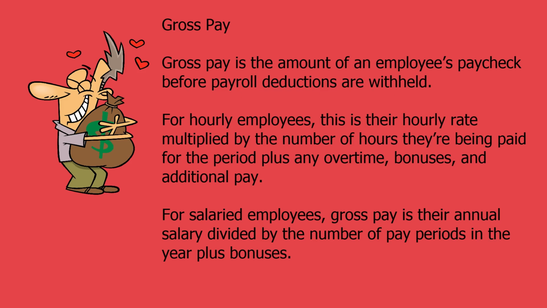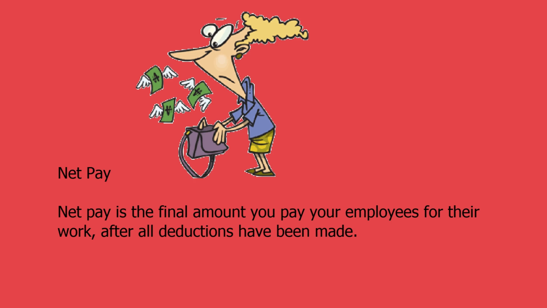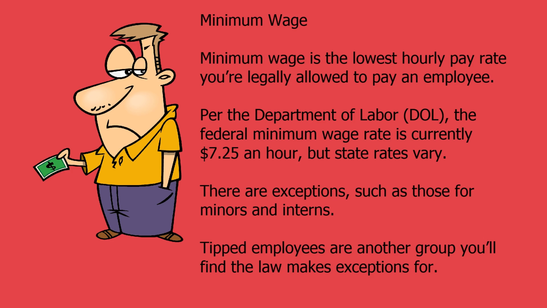Gross pay. Gross pay is the amount of an employee's paycheck before payroll deductions are withheld. For hourly employees, this is their hourly rate multiplied by the number of hours they're being paid for the period plus any overtime, bonuses, and additional pay. For salaried employees, gross pay is their annual salary divided by the number of pay periods in the year plus bonuses. Net pay. Net pay is the final amount you pay your employees for their work, after all deductions have been made. Minimum wage. Minimum wage is the lowest hourly pay rate you're legally allowed to pay an employee. For the Department of Labor (DOL), the federal minimum wage rate is currently $7.25 an hour, but state rates vary.